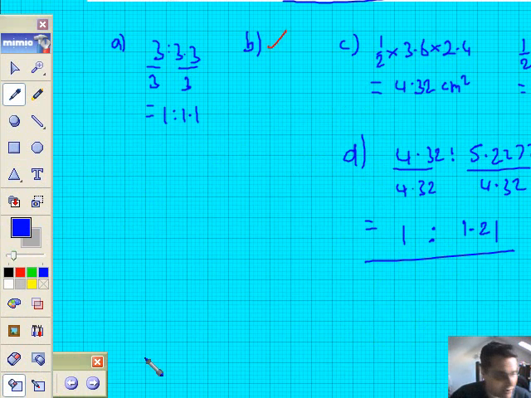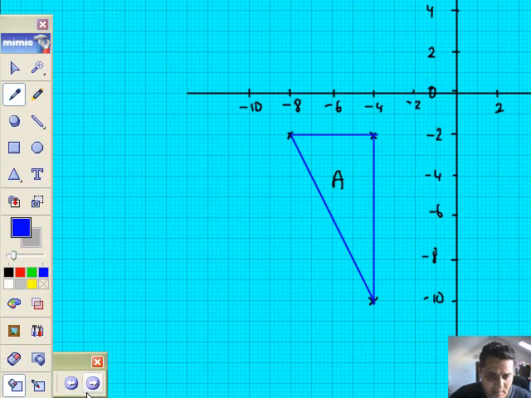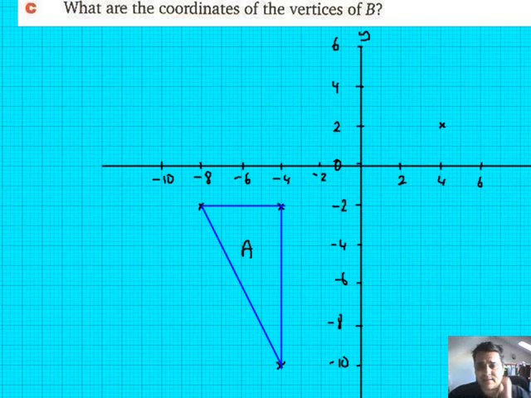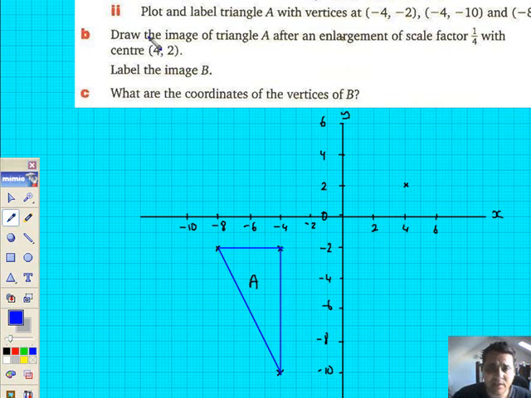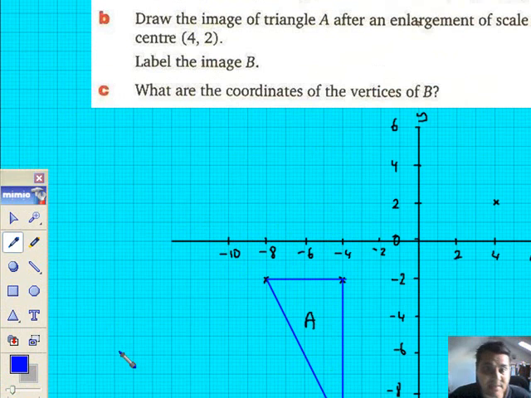Now, over the page, I'm looking at my textbook here. This is me working on question 6, I believe. No, it's not. It's question 5. Okay, question 5 it is. It says draw a pair of axes. Well, I've done all that. -10 to 6, etc. in both directions. Plot these coordinates, and I've done that, and that's triangle A. I've done that to save time.